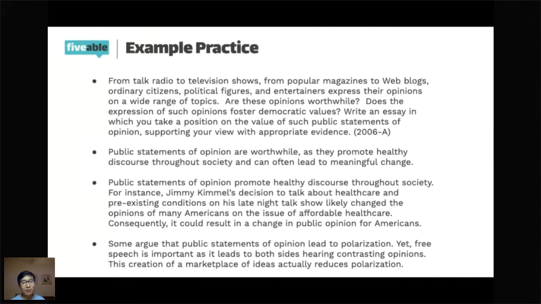Yet, free speech is important as it leads to both sides hearing contrasting opinions. So I think that's my rebuttal. Free speech is important, as public statements of opinion actually lead to you hearing the other side. This creation of a marketplace of ideas actually reduces polarization, and that's my refutation and my conclusion sentence. So I'm saying that essentially, if you share your opinion, you're probably going to be less polarized because you're hearing what other people have to say. So that's my sophistication paragraph.